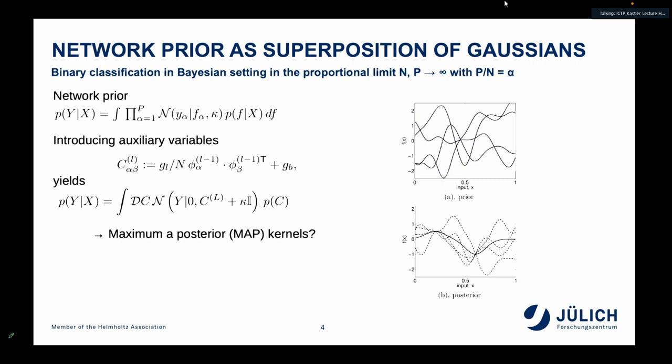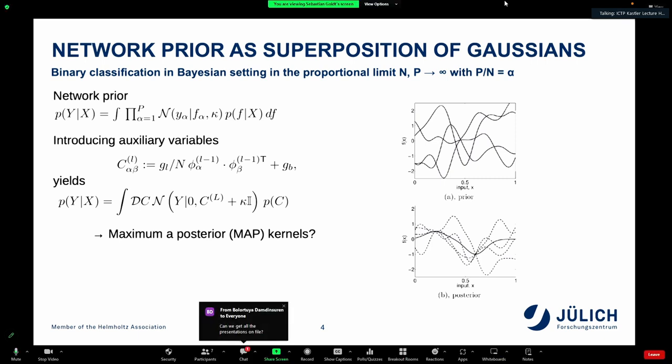Then we get this very compact form of the network prior, which is like a superposition of different Gaussians. But the kernel of these Gaussians is again distributed according to a certain distribution P of C. Here again we can take this sampling picture, where we have a lot of different Gaussians with different kernels. Then if we compute the posterior, we select those kernels that implement the correct input-output mapping. This gives a different distribution of these kernels in the posterior, but this is very difficult to describe.